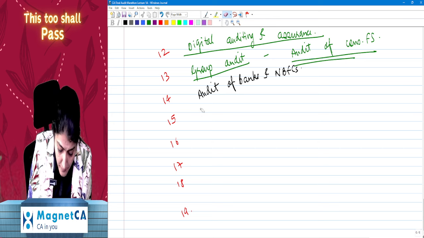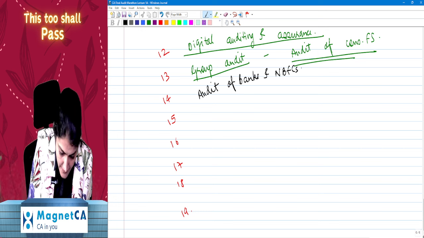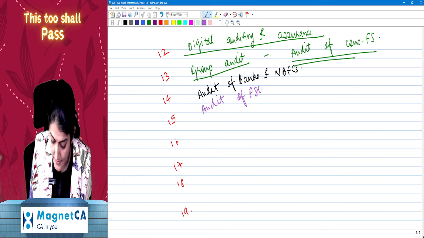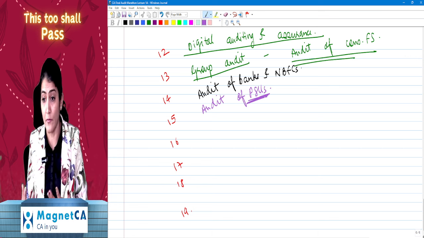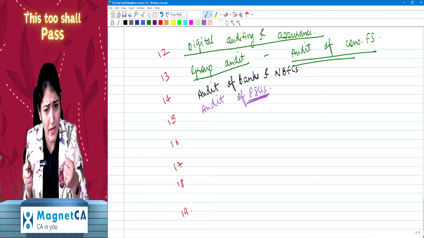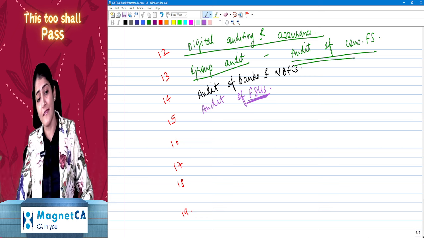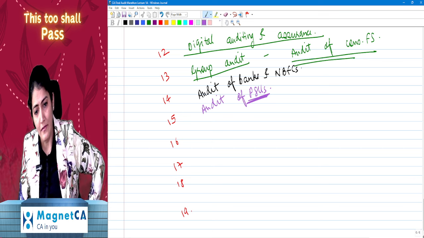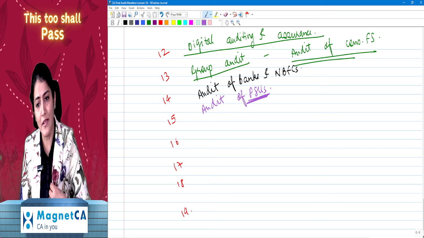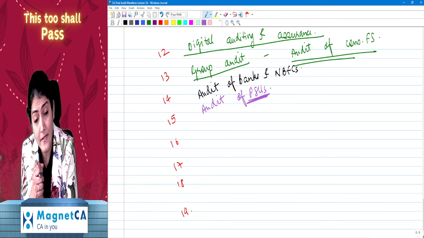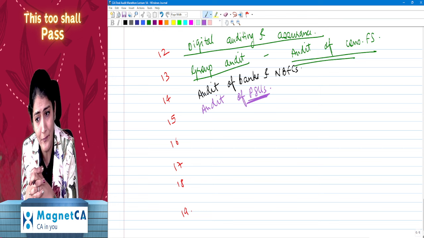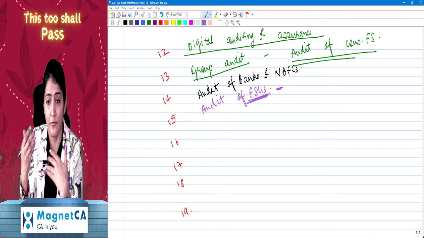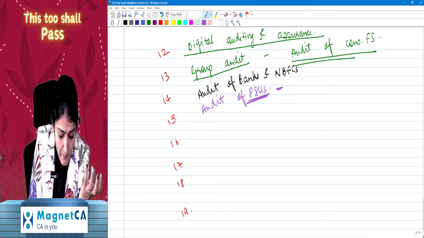And then chapter number 15, which is again an audit. Now whose audit do you do? You do the audit of the PSUs. PSU, public sector undertaking, which is the government audit. Who is the main person who has a role in the audit of the public sector undertaking? Who appoints the auditor in case of a government company? The CAG, yes, the Comptroller and Auditor General of India. So we have the audit of the PSUs.